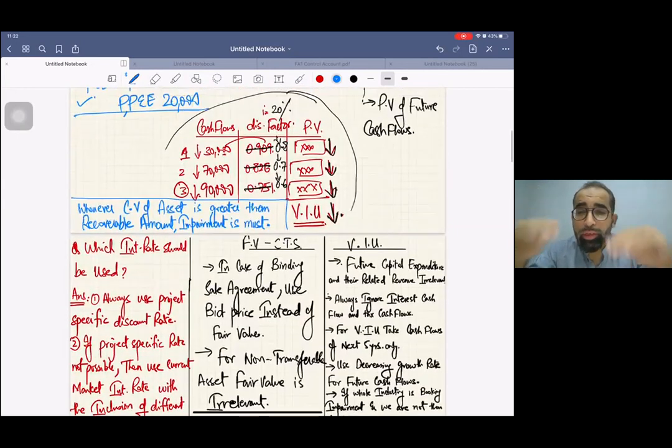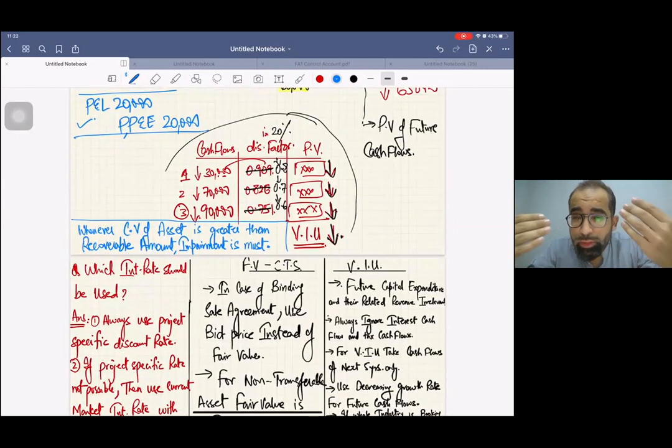Okay, now we are moving towards the advanced version of this IAS. Till now, what we discussed was all basic level, which you have studied at basic level as well. Now I will discuss some advanced points.